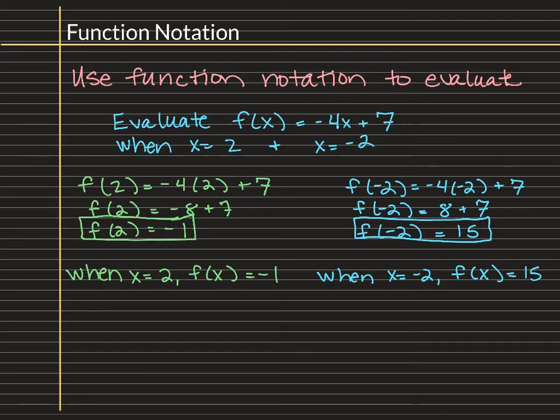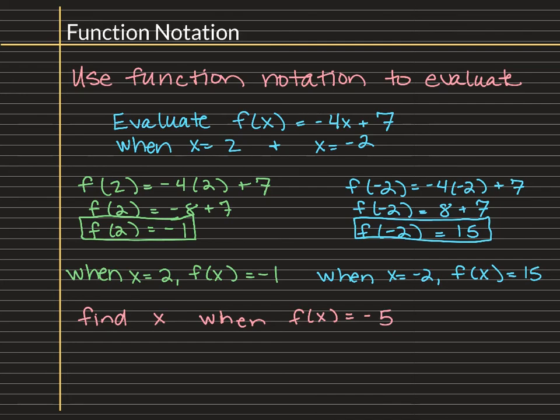Instead of saying x and y, I say x and f of x. Knowing the difference between this input and output is important because sometimes you're going to be given the output. So before we were given our x and we plugged it in, now they're saying find out what x equals when f of x, that output value, is equal to negative 5.